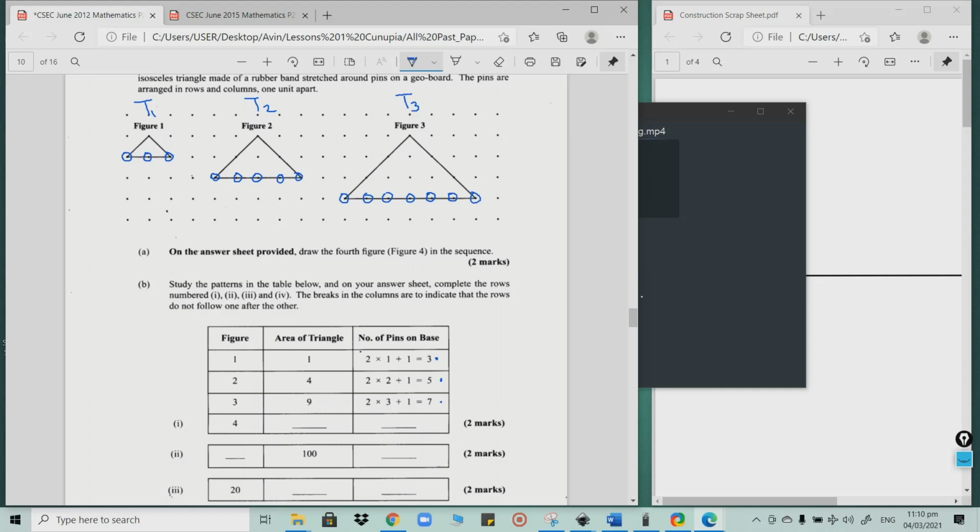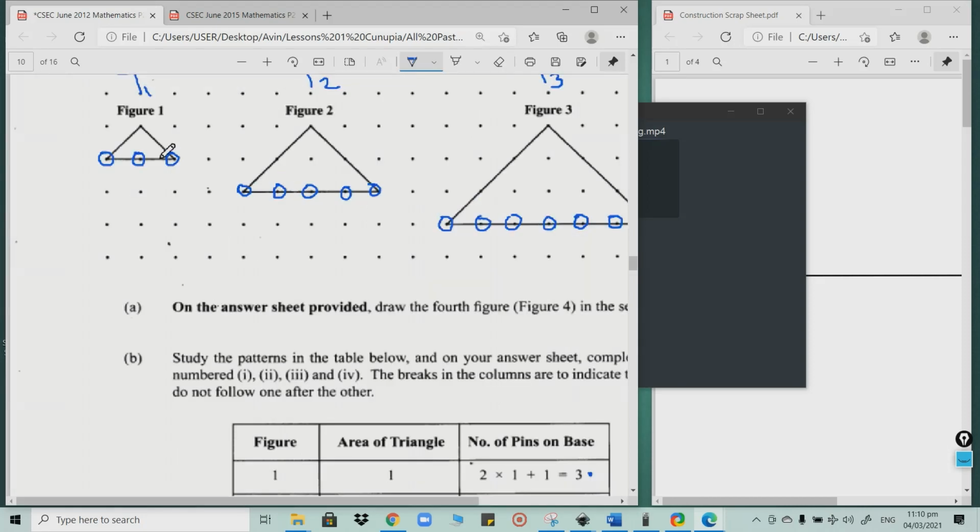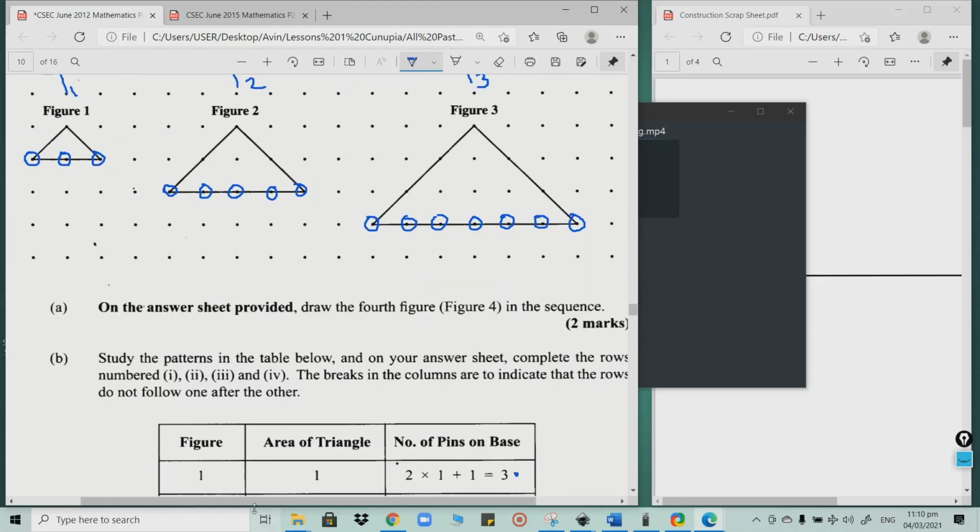Let's see if the areas of the triangle make sense here. For figure 1, they are saying that the area of the triangle is 1. The area of the second triangle is 2, and the third one is 9. Let's actually calculate the areas. I think I need to zoom in here a little bit. First of all, how do you find the area of a triangle?